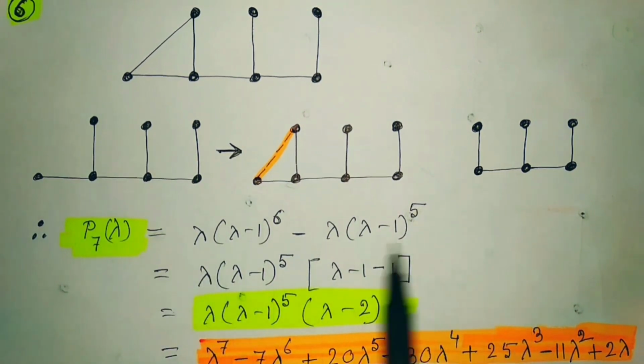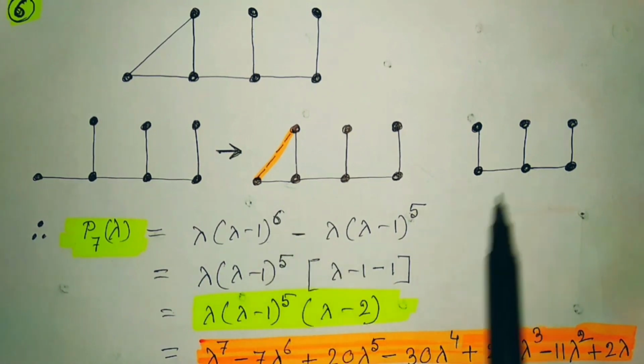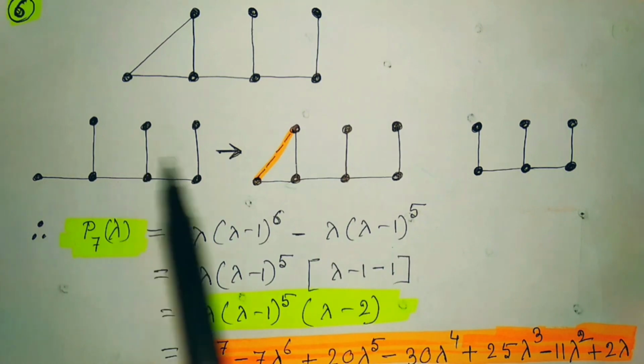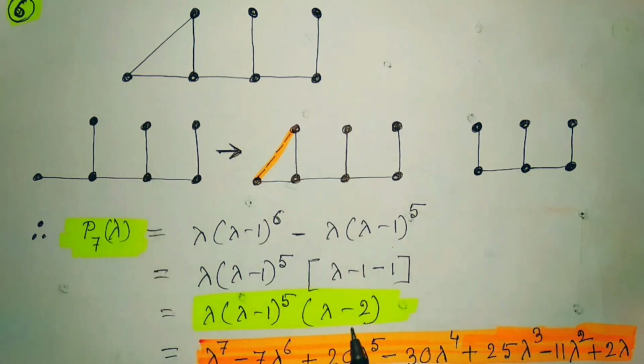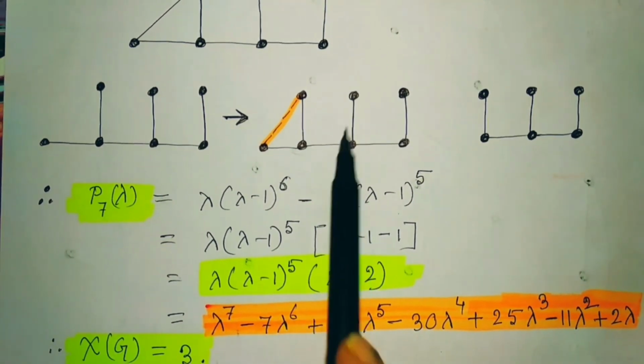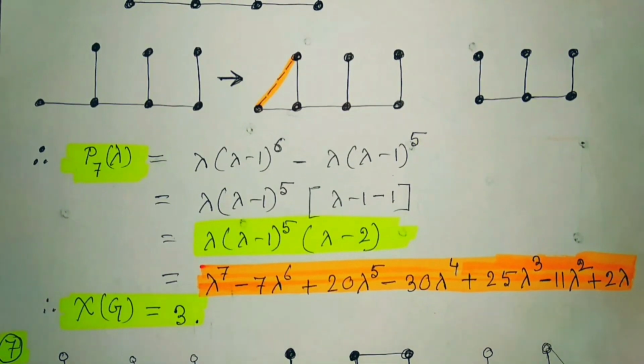If we do so, then it is lambda into lambda minus 1 to the power 7 minus 1, that is 6. And for this graph, the chromatic polynomial is lambda into lambda minus 1 to the power of 5. So this is the chromatic polynomial for these two. We should subtract this one from this one, and after simplification we will find this one. This is the chromatic polynomial for the given graph, and its expanded form is this one.